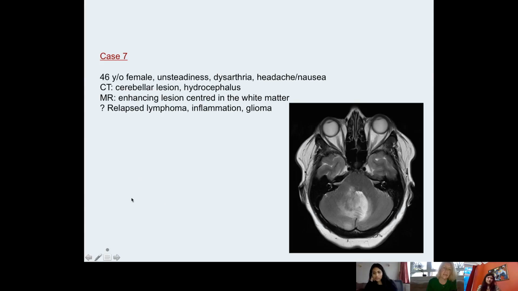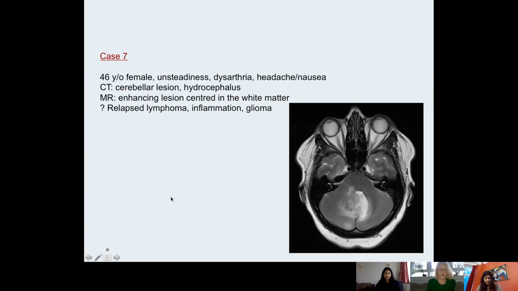And this brings us to the last case, case 7. This is a 46 years old woman, who presented with cerebellar signs of unsteadiness and dysarthria, as well as signs of increased intracranial pressure, headache, and nausea.